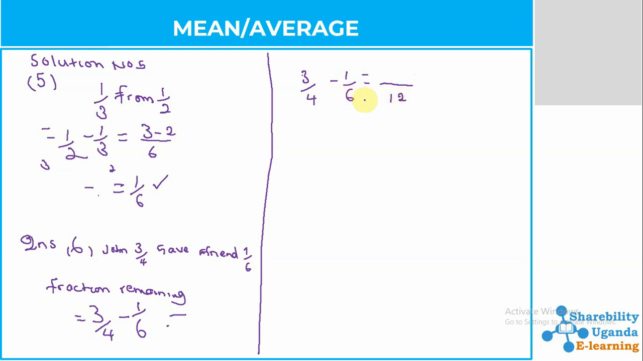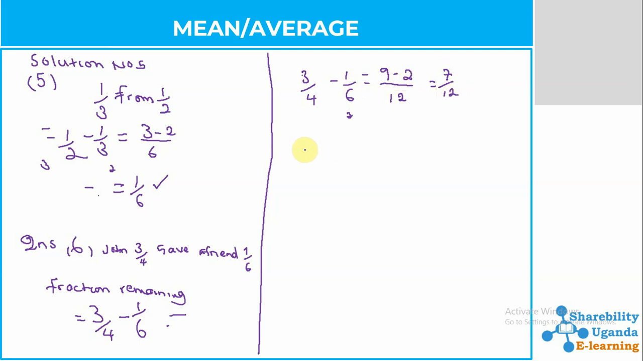12 divided by 4, we get 3. What is 3 times 3? We get 9. Then 12 divided by 6, we get 2. Then we multiply 2 times 1, we get 2. So here we get our answer, 7 out of 12.